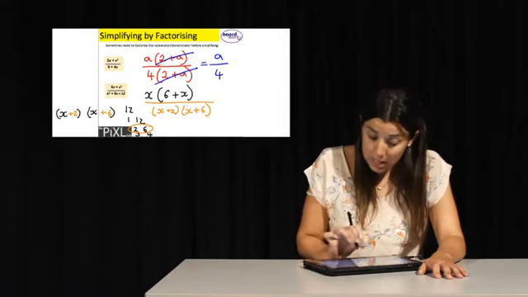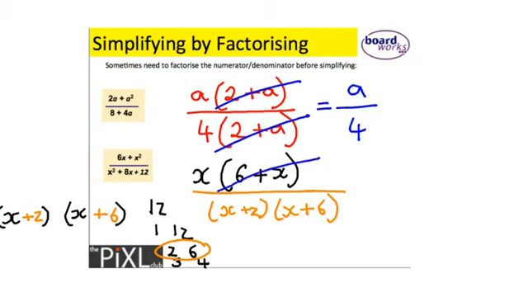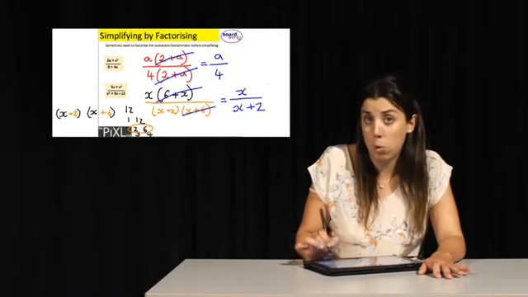We can then see that we can cancel. x plus 6 is the same as 6 plus x, so we cancel here and we cancel here. Then we have x over x plus 2, and that's this fraction in its simplest form.